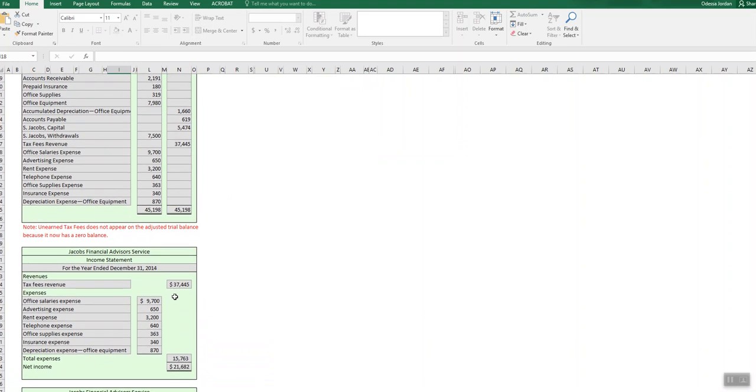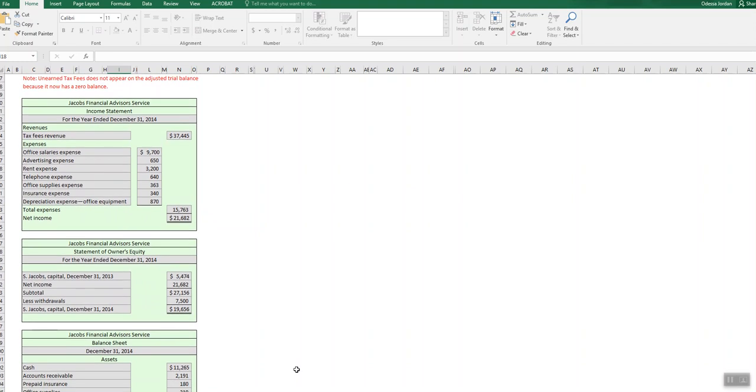So remember, the income statement has my revenues and my expenses. So my revenue, I only have one revenue account. I put that there and I list out all my expense accounts and their ending balances. Remember, my total expenses are going to reflect all of those. And then my net income is the difference between all of my revenue and all of my expenses. So revenue minus all expenses, 21,682.